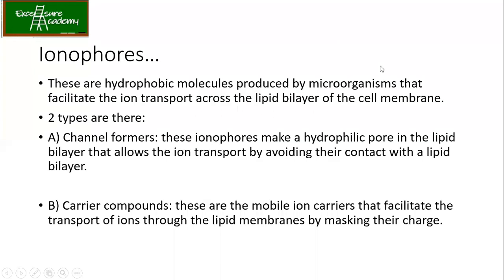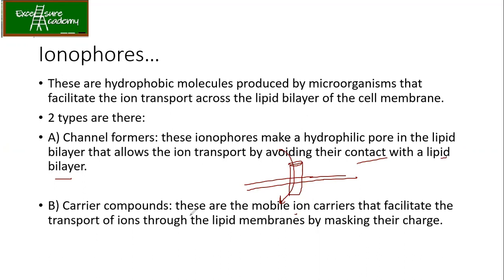Ionophores are hydrophobic molecules produced by microorganisms that facilitate ion transport across the lipid bilayer of the cell membrane. Two types are there: channel formers and carrier compounds, as we just saw in the figure. Channel formers make a hydrophilic pore in the lipid bilayer, which allows ion transport while avoiding contact with the lipid bilayer. As we saw, the plasma membrane forms like a channel, so directly without coming in contact with the lipid bilayer, it helps in the transport of ions from outside to inside or vice versa.